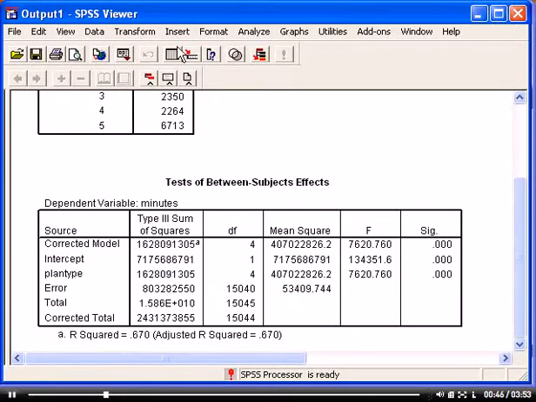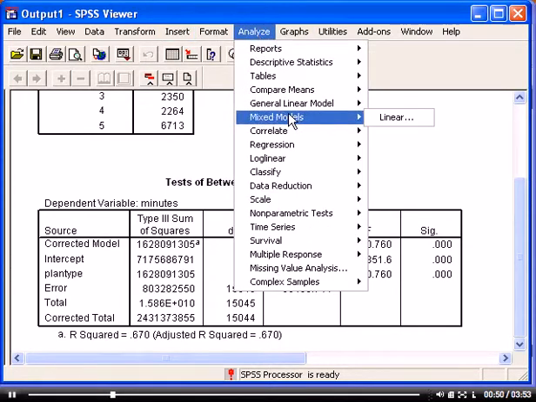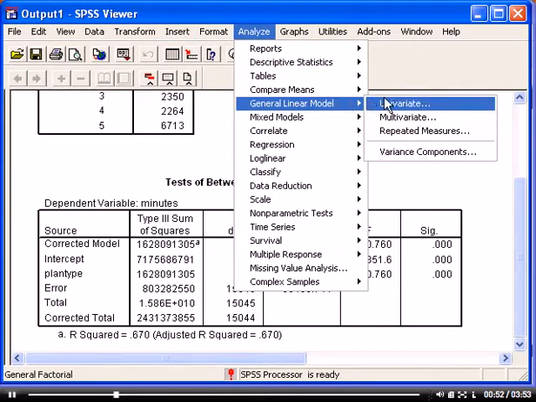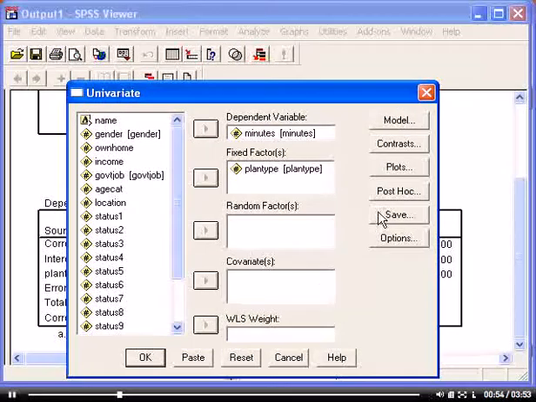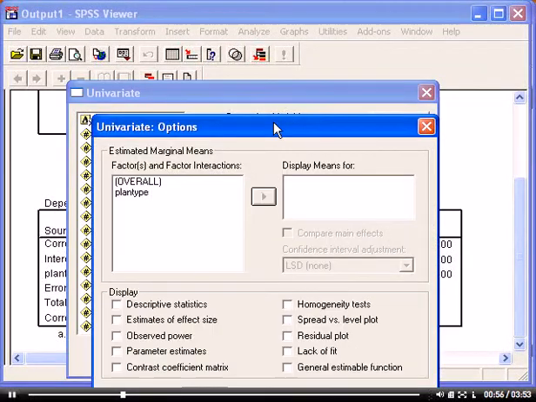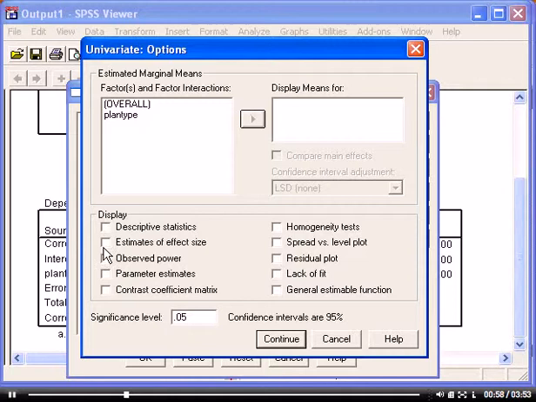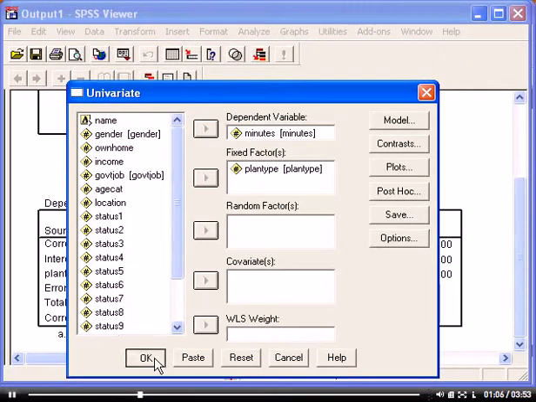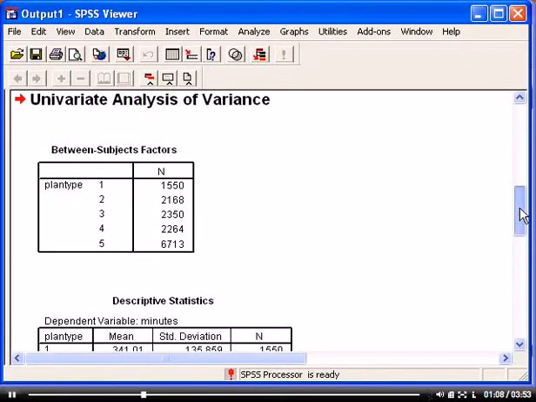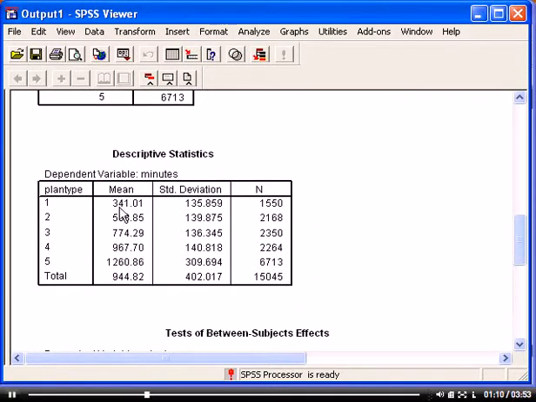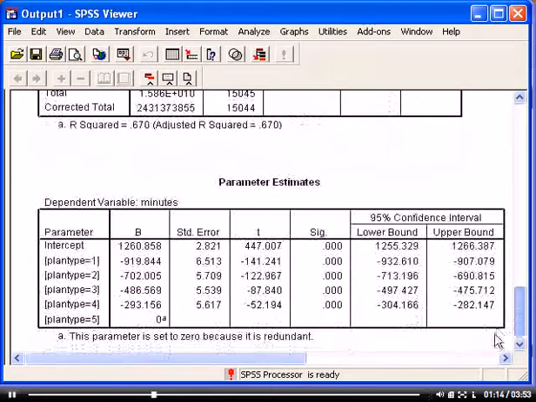Here are the results. Actually, I'm going to add the coefficients, so we're going to look at the coefficients now. Under Options, I'm going to put in parameter estimates and descriptive statistics. This will help with understanding the difference between with and without an intercept. So here are the means for the different plan types, and here are the parameters.